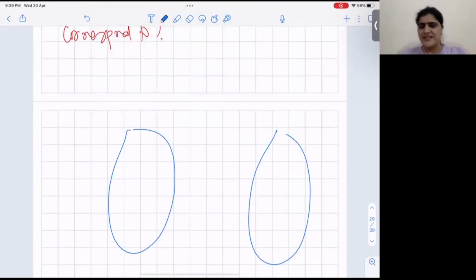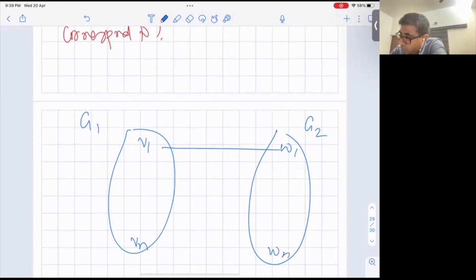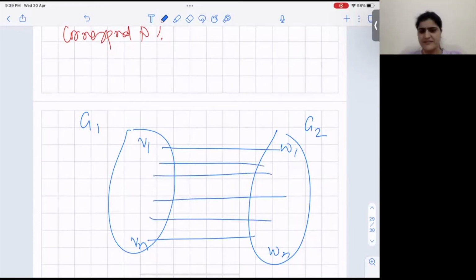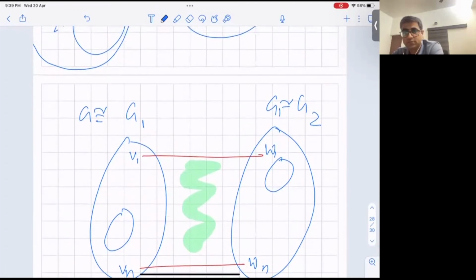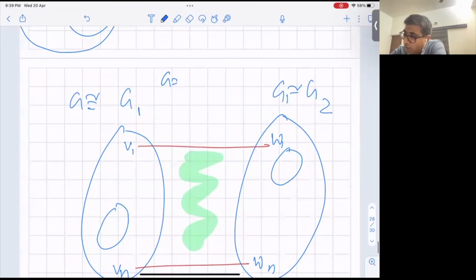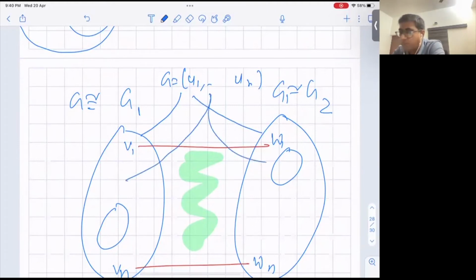Saket, yes. I'm sorry, I did not follow Ananya's argument. Could you please repeat? Okay. So what is the graph G1 and G2? G1 is the same as G. G2 is the same as G. Now suppose graph G has vertices U1, U2, Un. I call the copy of U1 in G1 as V1 and its copy in G2 as W1, and U2 as V2 and W2.